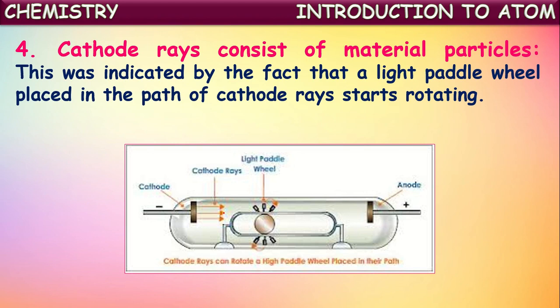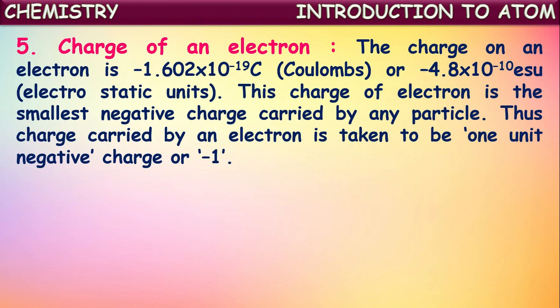So this proves that these cathode ray particles are creating certain mechanical motion. From this we can conclude that cathode rays consist of material particles, because of these material particles passing in straight lines, the light paddle wheel starts rotating. Isn't it? This is one of the properties of cathode rays.